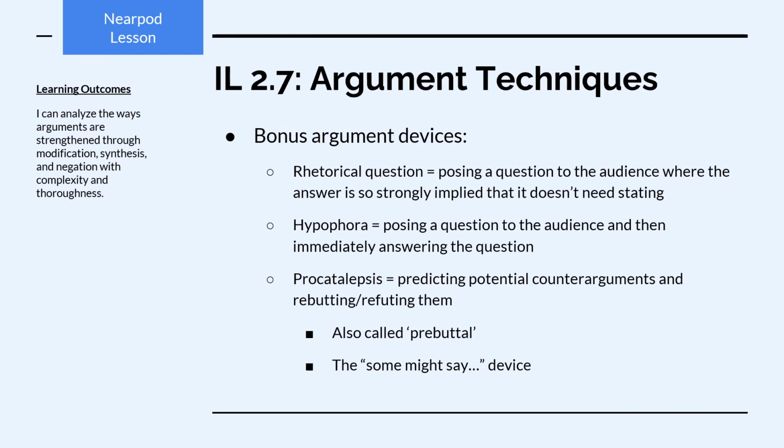Third device, procatalepsis, which is predicting potential counter arguments and then rebutting or refuting them. Procatalepsis is also sometimes called prebuttal because it's not like you're rebutting something that someone has argued, you're predicting that someone might argue against you, and so you kind of cut them off with that, with prebuttal. I like to call procatalepsis the some might say device. So you're not actually rebutting any specific criticism that anyone's had, you're anticipating that some might have this criticism or this counter argument, and then you're using that to refute it.